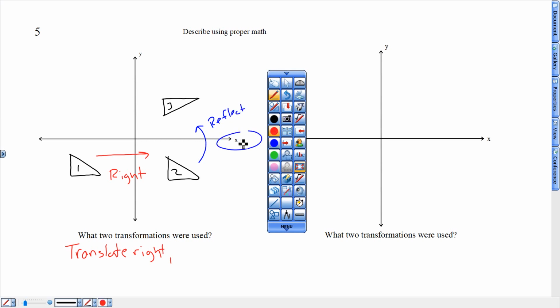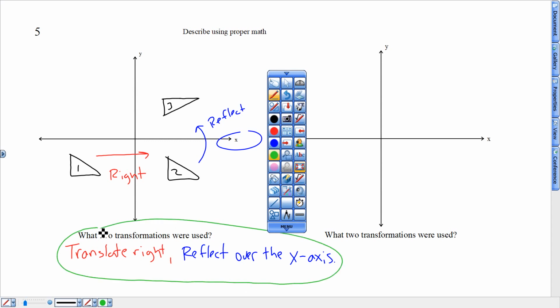This x-axis right here, that's what it's reflecting over. So my next step is to say reflect, and I could say across, or I could say over the, and then that is the x-axis. Got to make sure you're telling me the right place. So translate right, reflect across, or reflect over the x-axis.